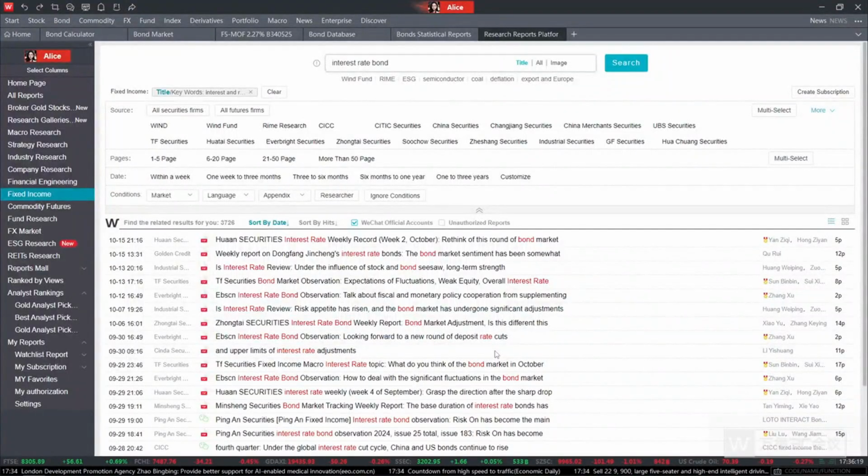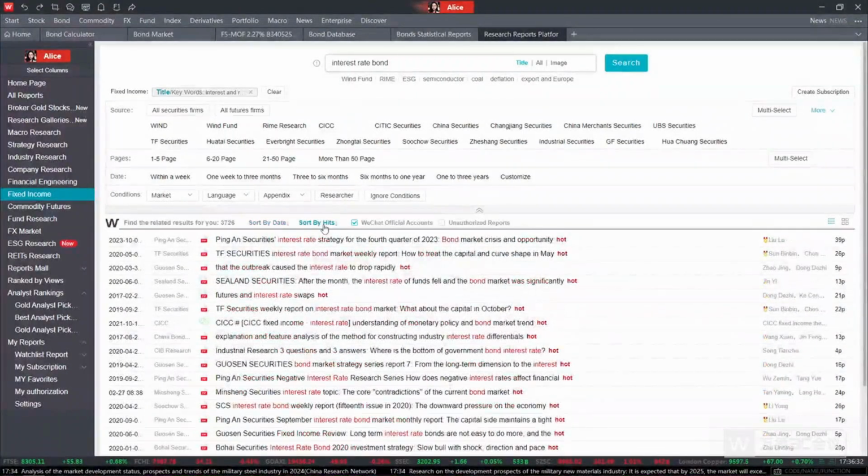And for example, we may not only sort by the date, right? This provides you the latest reports which are related to the interest rate bond. I can also sort by the heat, which may provide you the popular research reports related to the interest rate bond. For example, this research report is issued by Ping An Securities. I can click over here, then I can enter into this page.